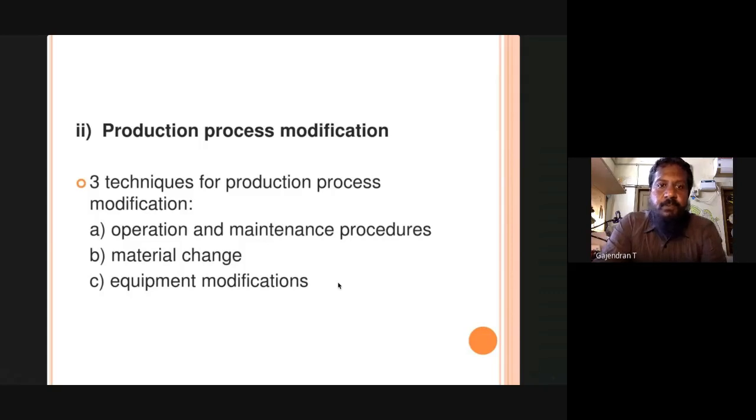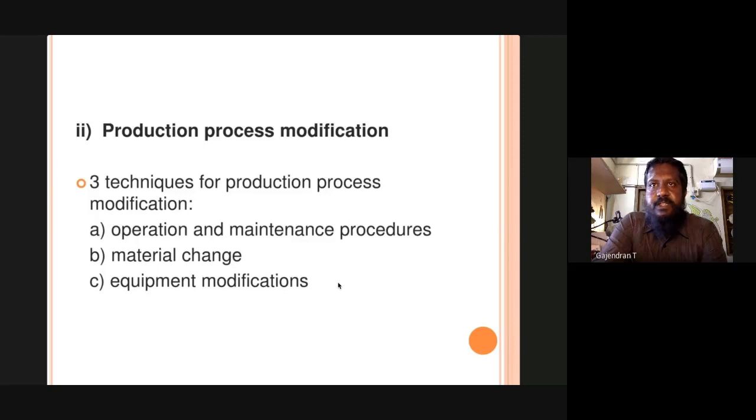Production process modification. There are three techniques of production: operation and maintenance procedures, material change, and equipment modification. One ideal example is cars and bikes. This is just an example, just for understanding. They require constant maintenance.